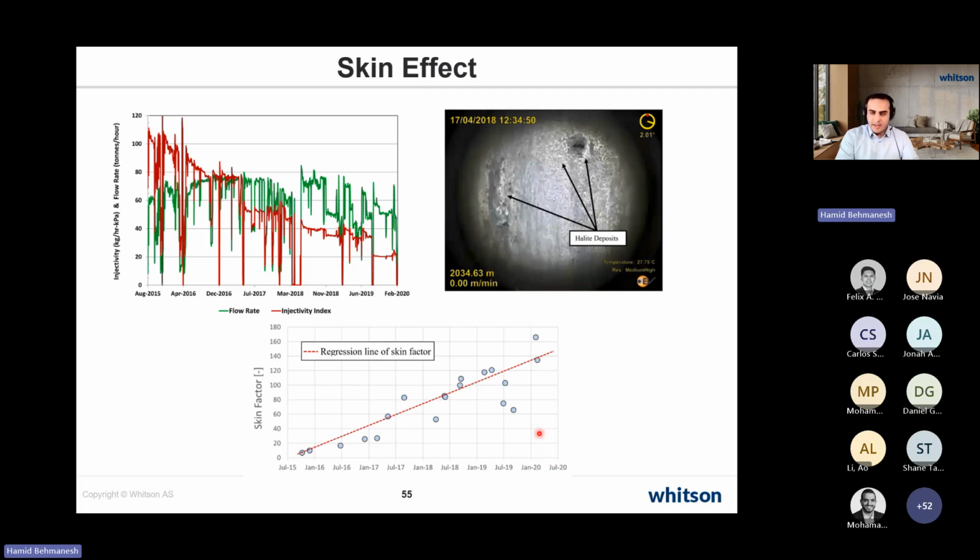So with the skin, we definitely have some solution because we can get rid of that skin by properly designing an acidizing job. But definitely there are some costs associated with that as well.